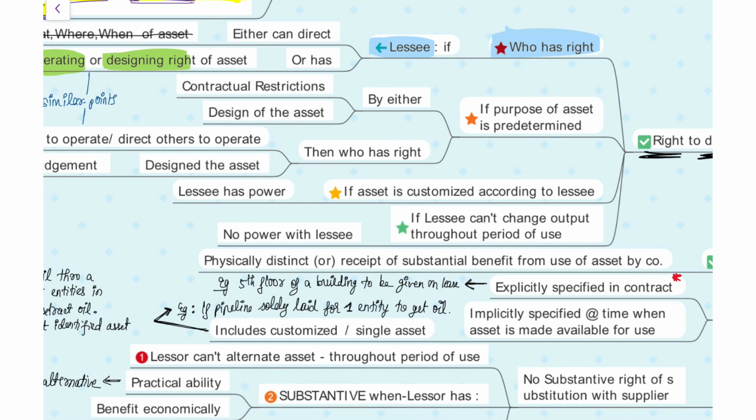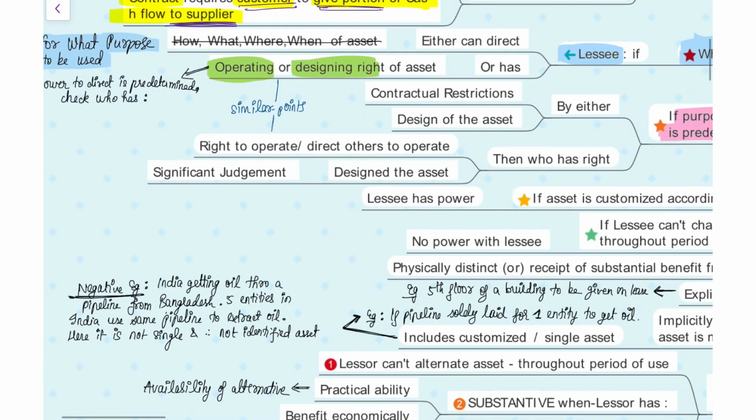Now what if the lessee cannot decide for what purpose the asset should be used? Suppose the asset's purpose is predetermined in the contract itself. The lessee cannot decide, but in the contract itself it is predetermined for what purpose the asset should be used. Then in such case, how will you decide who has the right? Here, the person who has the right to operate the asset, or the person who has the right to direct others to operate. Either the lessee must be able to tell that this is how you should operate the asset, or when he is directly doing it, he must have the right to operate it the way he wants to.